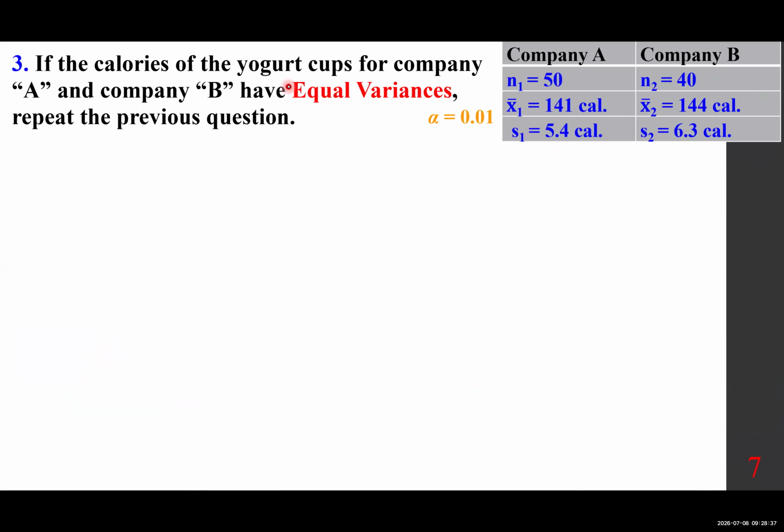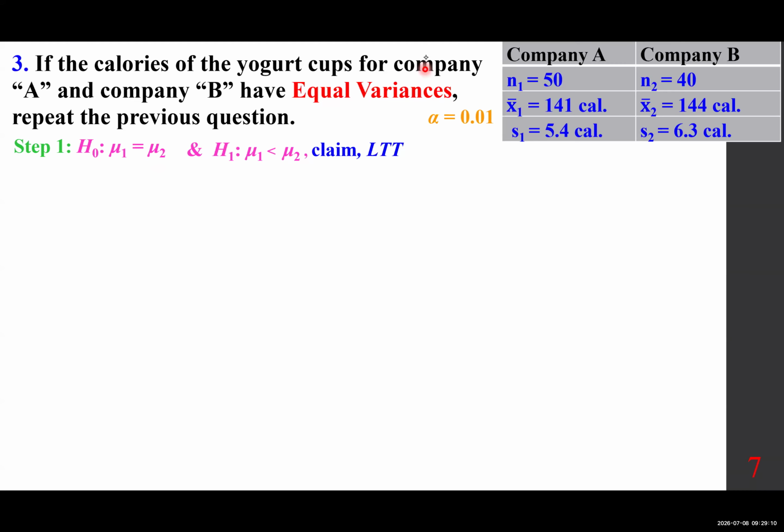If the carriers of the yogurt cups for company A and B have equal variances, we are really looking at the same question. So that's the difference. Remember, in the previous one, we said they had different variances. What happens is that everything changes now as far as the calculation of the test statistic is concerned. The first step remains the same, and this is the information from the previous one. So H0: mu1 equals mu2, H1: mu1 is less than mu2, claim, left tail test. I hope you see that step 1 is identical.